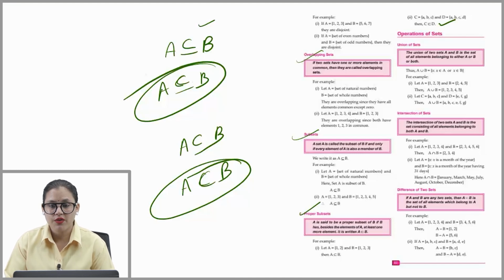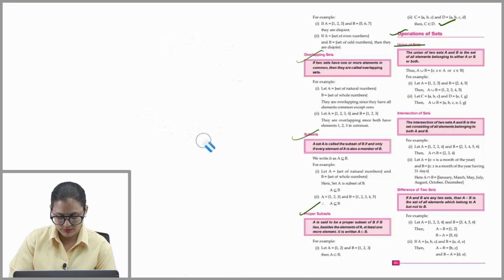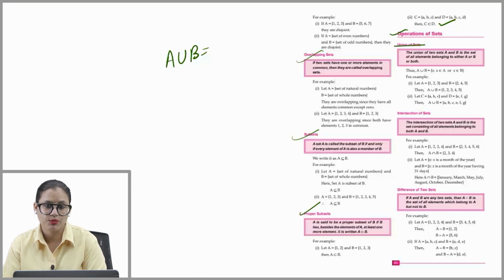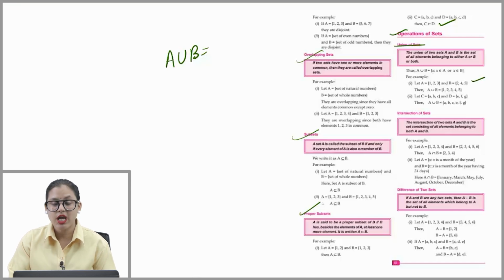Now, operations of sets. Number 1, union of sets. The union of two sets A and B is the set of all elements belonging to either A or B or both. A union B is equal to {x such that x belongs to A or x belongs to B}. For example, A = {1, 2, 3} and B = {2, 4, 5}. So A union B is {1, 2, 3, 4, 5}. We will not repeat the number.